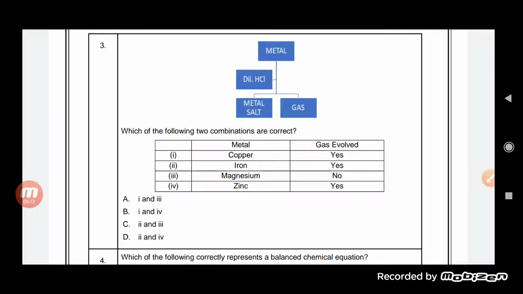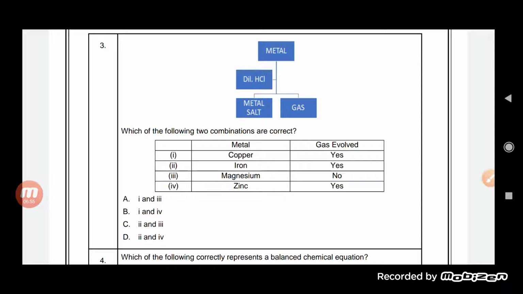Now see the next question, students. As you can see here in the picture, this is the metal, and when the metal reacts with dilute HCl, it releases a metal salt and a gas. Now if you look, two combinations are given, students. In the first one is the kind of metal, and in the second is whether the gas is evolved or not. When a metal reacts with dilute hydrochloric acid, a metal salt, that is metal chloride, will be formed, and the gas which is released along with it will be hydrogen gas.